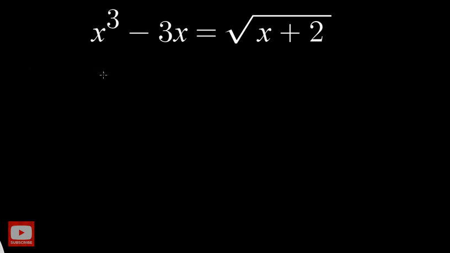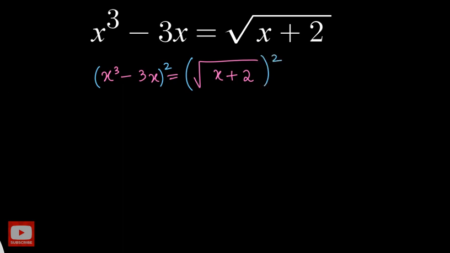Let me rewrite the equation. x cube minus 3x equal to the square root of x plus 2. So let's go on and square this expression on both sides. So this side squared and this side squared. So what do we get?